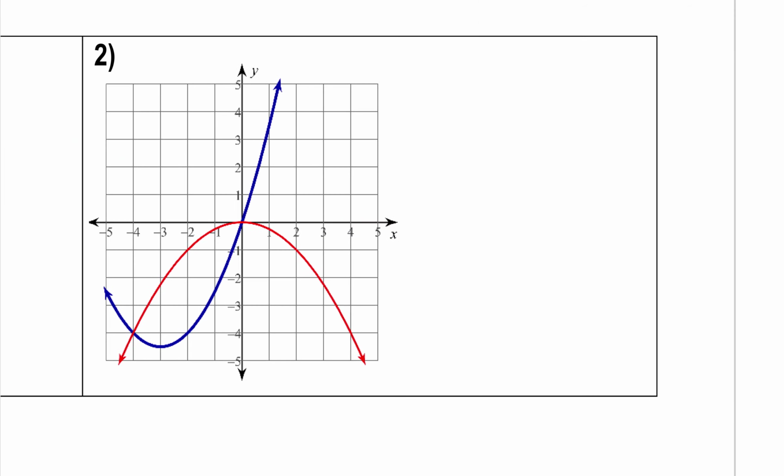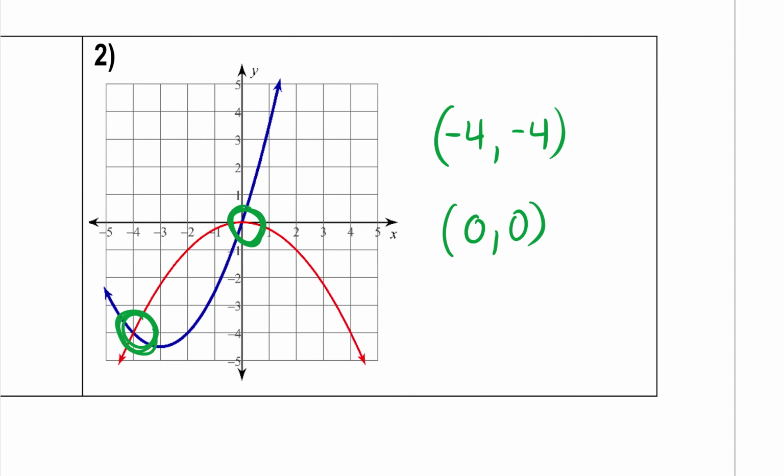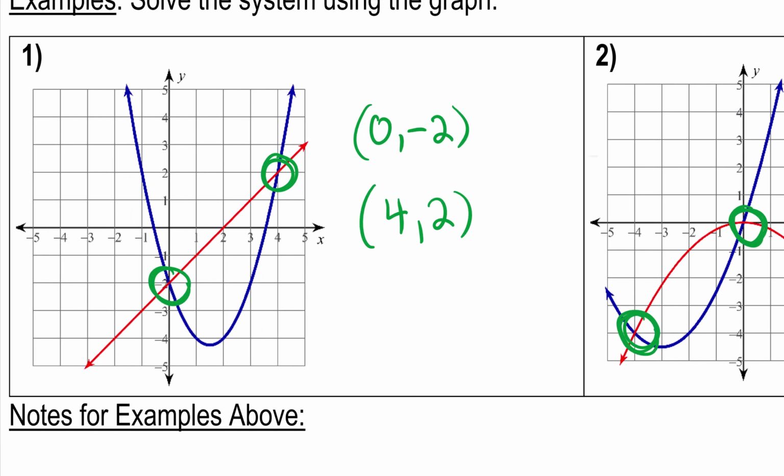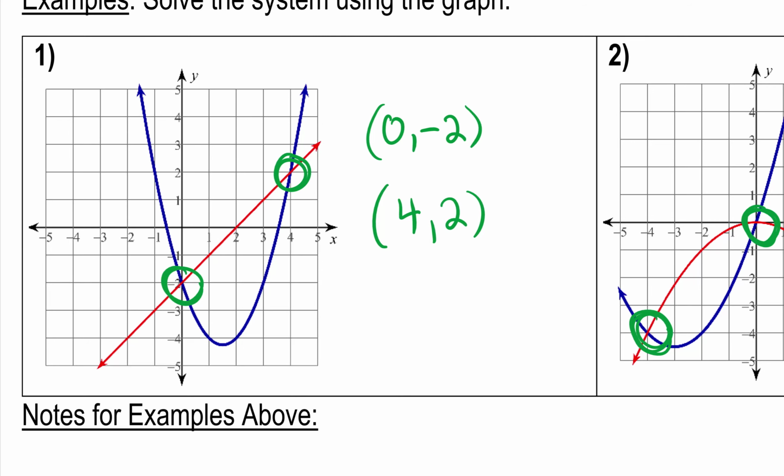Same thing on number 2. I intersect right here and down here. So my first point, I'm just going to do left to right. The left one is -4, -4. And the right one is 0, 0. And I'm done. So for graphing, it's very quick, very easy. Find where they intersect, write the points, and you're done.